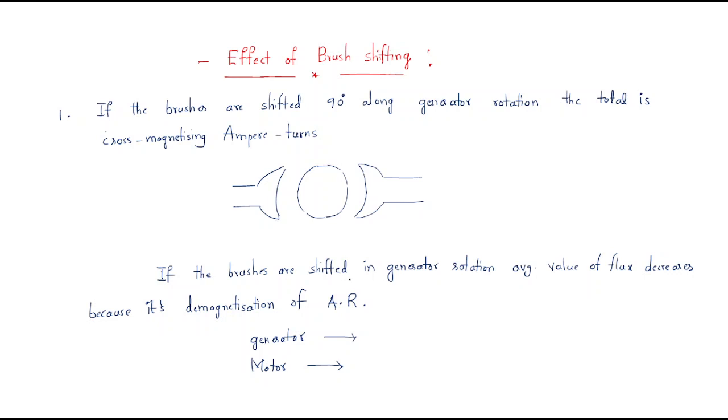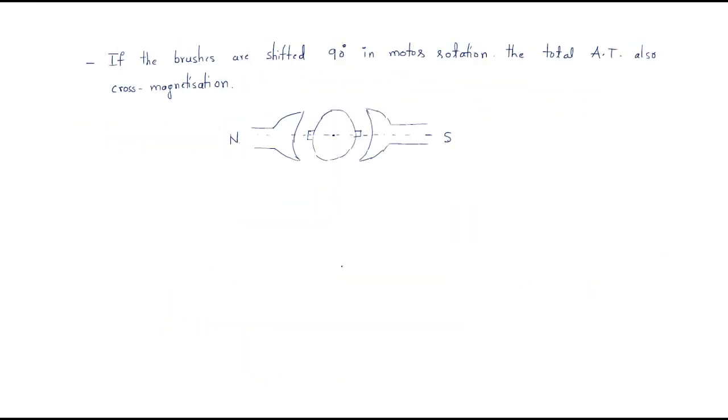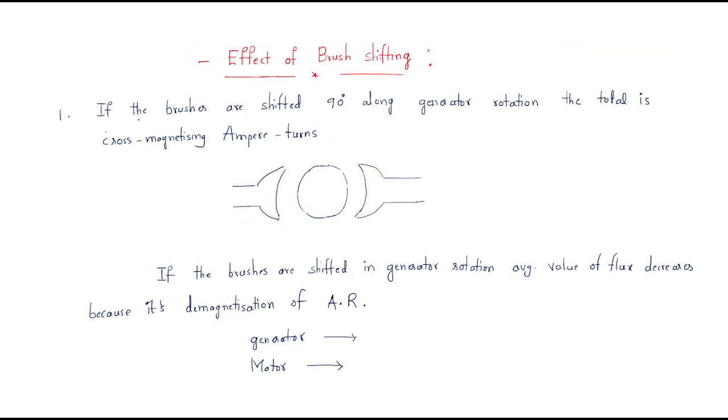We already discussed those things. Once again we will recollect all these things, so that we understand how the flux waveform varies. First, if the brushes are shifted 90 degrees along the generator rotation, the brushes are initially in this position, but they are shifted like this. Whenever it is the north pole, and the south pole, then it will become all crosses, and the remaining will be all dots like this.